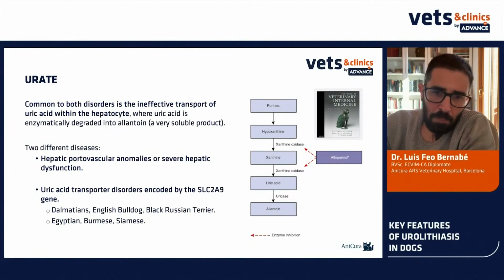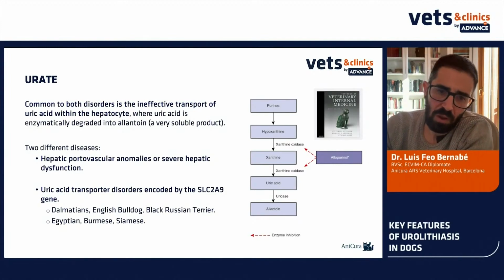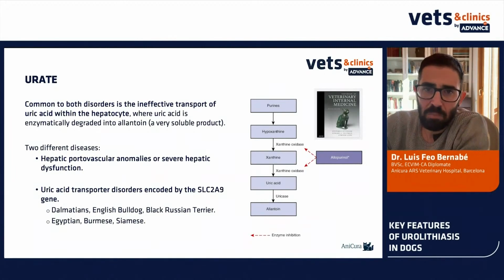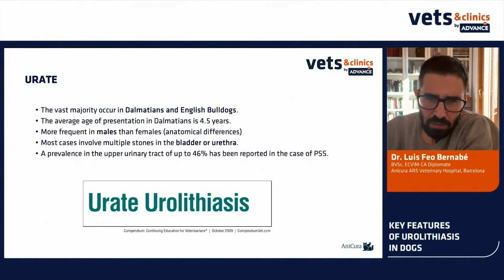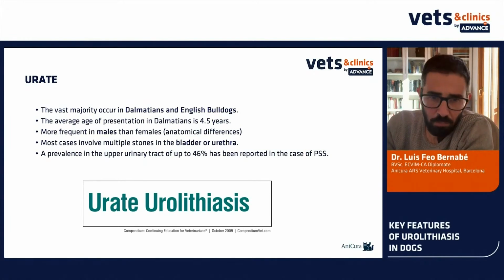So some of the patients will have a hepatic portosystemic shunt or a severe hepatic disease, and probably in these cases you need to focus on fixing the problem that you have in the liver. And the other, probably the more common situation, is when you have a uric acid transport disorder encoded by one of these genes. And this is the common scenario in Dalmatians, English Bulldogs, and Black Russian Terriers.